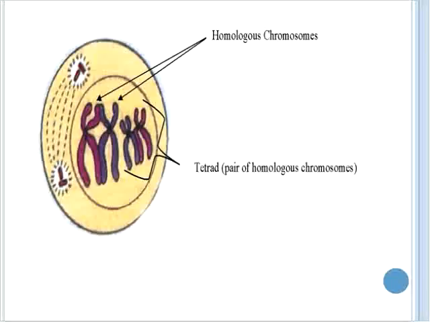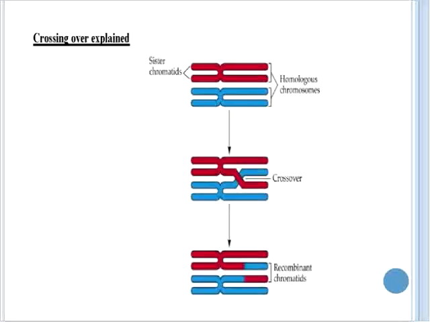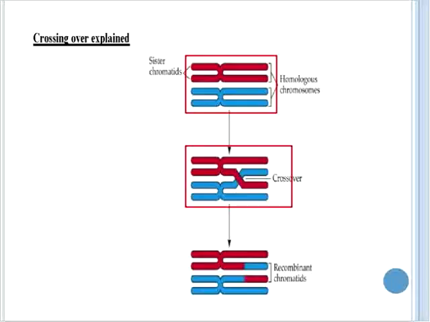As you can clearly see, during Prophase 1, in the diagram which you see here, the chromosomes are aligned in terms of tetrads, and each tetrad consists of a pair of homologous chromosomes. Crossing over, as occurs during Prophase 1, is when the chromatids, as aligned, actually cross over each other and exchange sections.